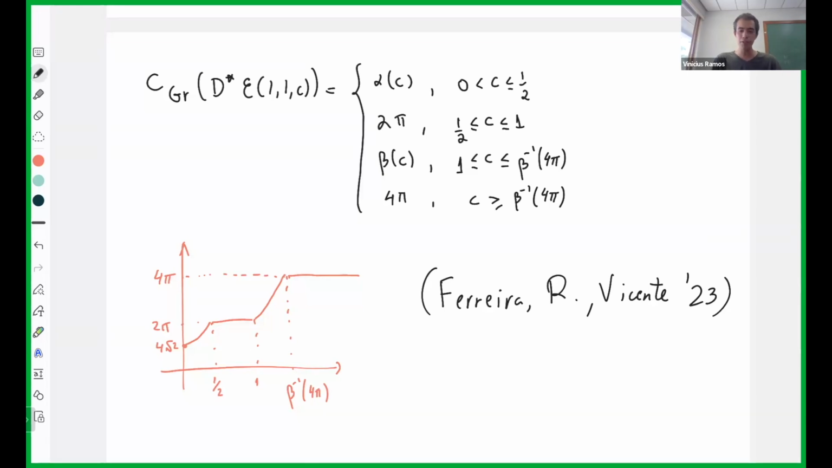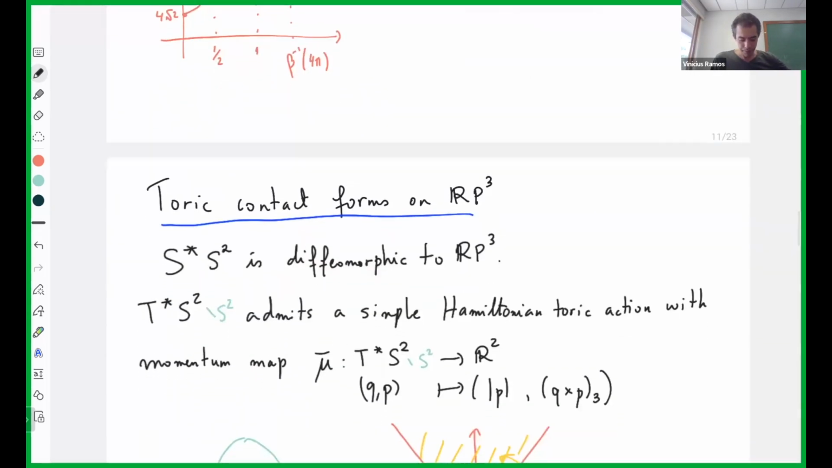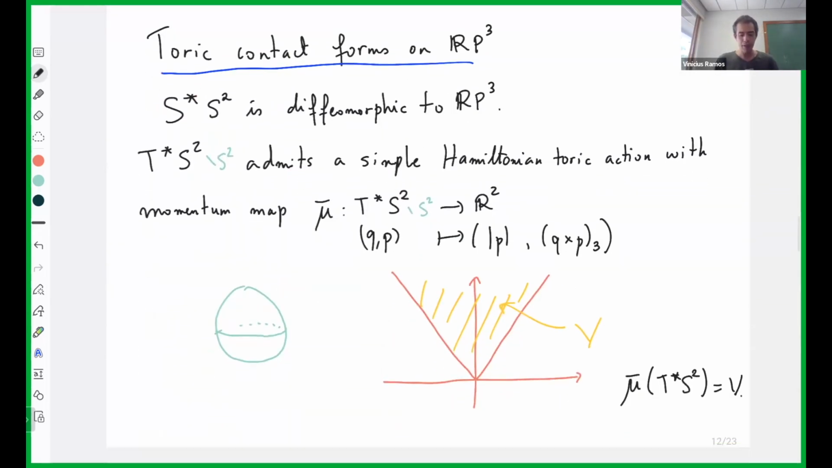So now what we can do is try to talk about more general toric domains so that we would fit this case. That's what I'm going to do right now. Let's talk about toric contact forms on RP3. As I just mentioned, the unit cotangent bundle of S2, I think it's well known, is diffeomorphic to RP3.